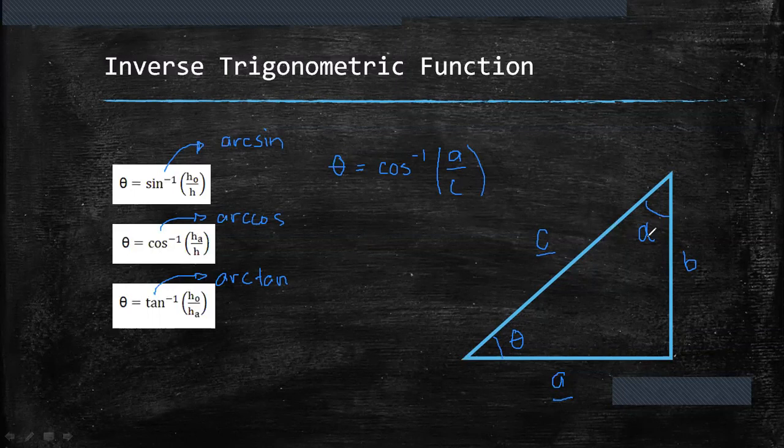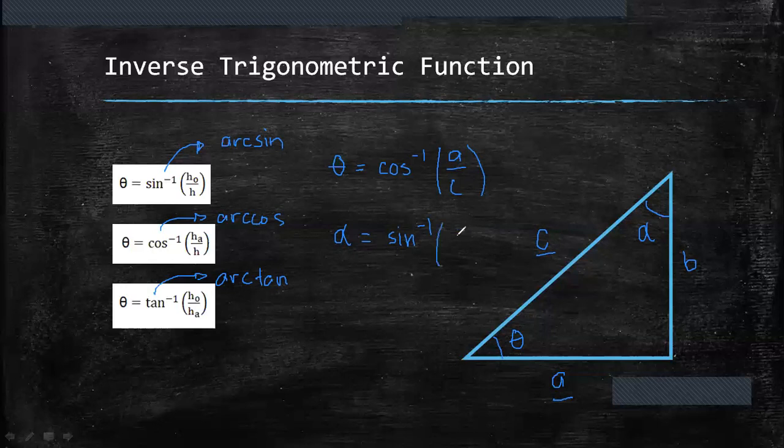Now, if you want to get the value of alpha and you are given a and side c, we can do alpha is equal to arc sine, since side a is the opposite side of angle alpha, over the hypotenuse c.